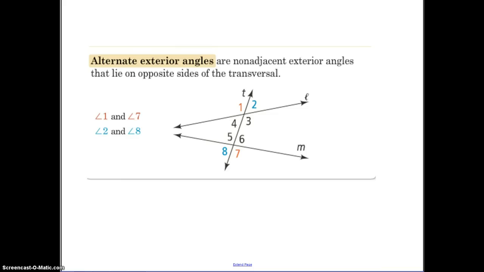And then we have one last pair of angles to talk about, our alternate exteriors. And here's our transversal, and we want exterior angles, so we want all the angles on the outside, and we want them to alternate on our transversal. So angle 1 and angle 7 alternate sides, those are alternate exteriors, and angle 2 and angle 8 are alternate exteriors.